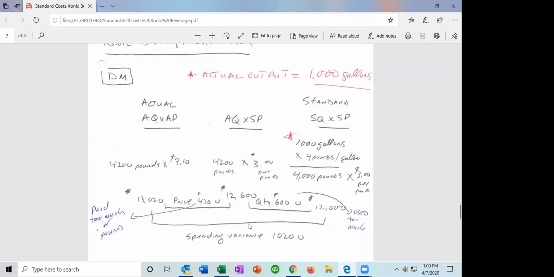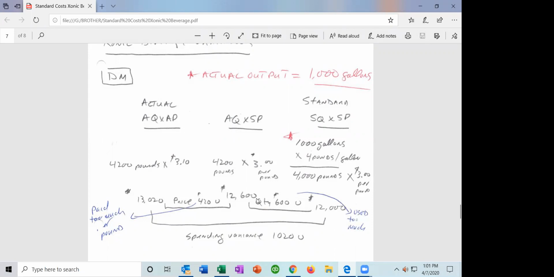Part of the problem. Let's look over here. The difference between the middle column and the standard is our quantity variance. 12,600 minus 12,000, $600 unfavorable variance. It's a quantity variance. It speaks to the use of materials. They should have used 4,000 pounds. They actually used 4,200 pounds. They used 200 pounds too much. At $3 is $600 unfavorable variance. What does that mean? They used too much material.